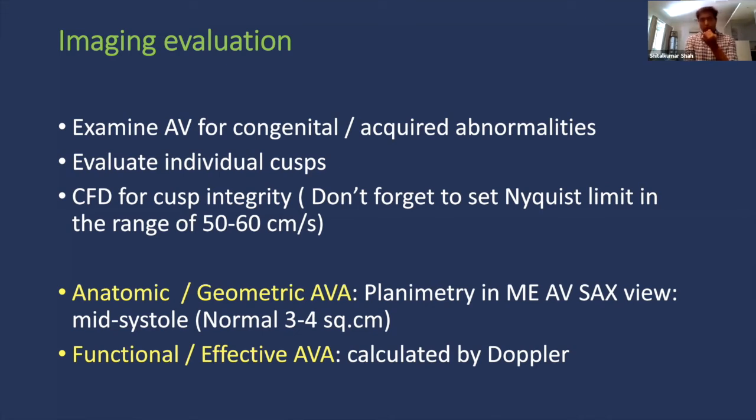Apply color flow Doppler to look for any incompetence. Anatomic or geometric aortic valve area is in the planimetry, which is normal 3 to 4 square centimeters, and the functional or the effective aortic valve area is calculated by the Doppler.